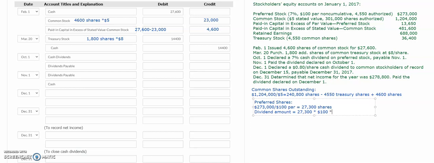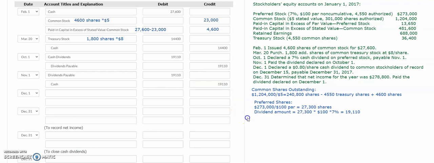And we're going to then multiply this by the 7% rate. So this is the dividend rate, which will get you 19,110. So in our problem, we're going to include 19,110 for our debits and our credits.